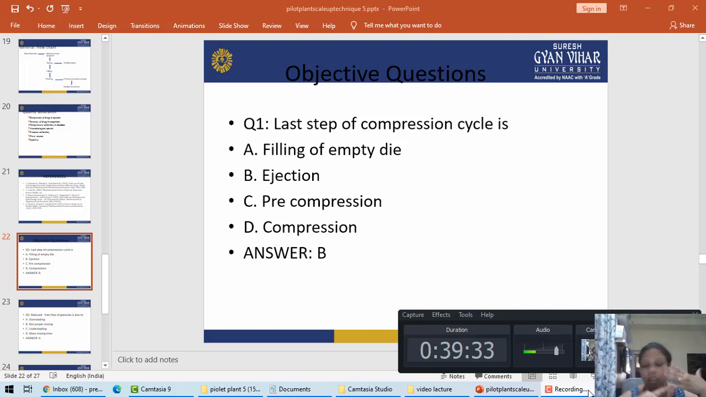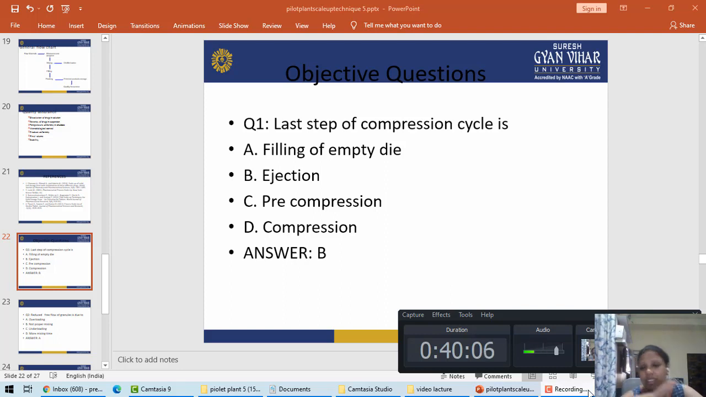We have discussed that in the compression cycle there are basically 4 steps. First is the filling of the empty die. There are sets of punches and dies, so first we have to fill the die. So filling of the empty die is the first step. Second, we have to do the pre-compression, that is a small force applied by the punches into the die. That is the second step. Third step is the complete compression, where compression happens with the full force.